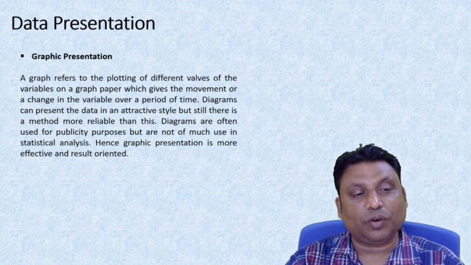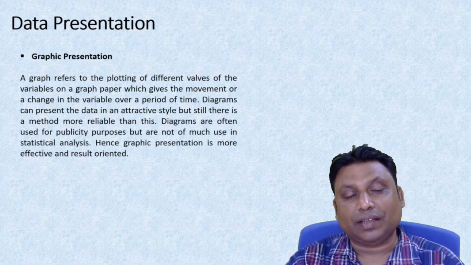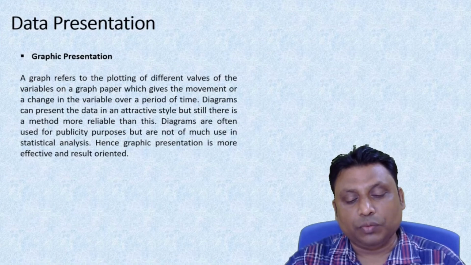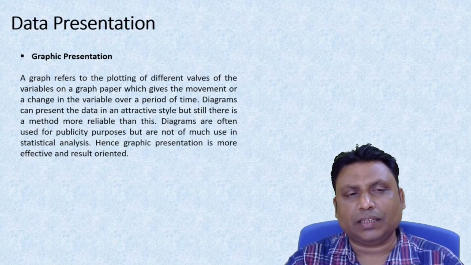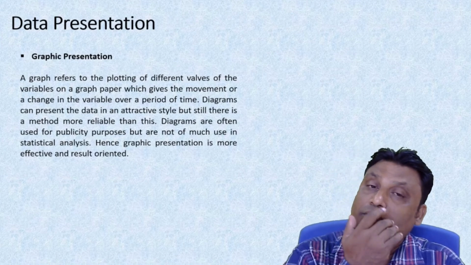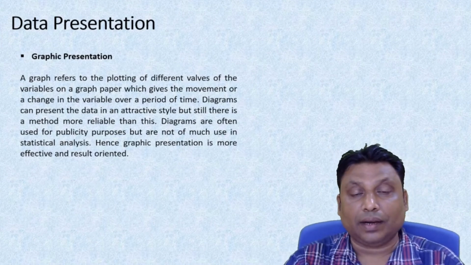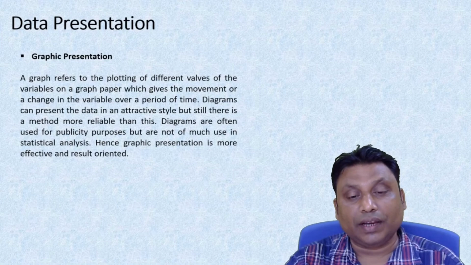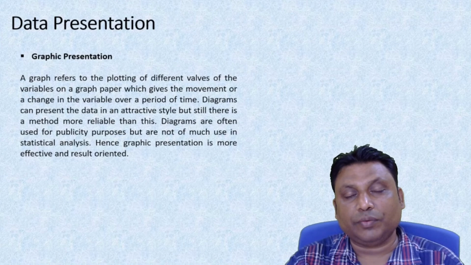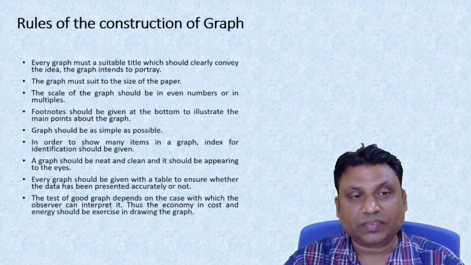Hence, graphic presentation is more effective and result oriented. That means what happens here? When you collect the data, it's raw data. Suppose, given an example, what is the number of male and female data you are collecting? You have to show it graphically: male 10, female 20. If you take it graphically, it shows male 20, female 10. So easily you can understand, and this is result oriented.